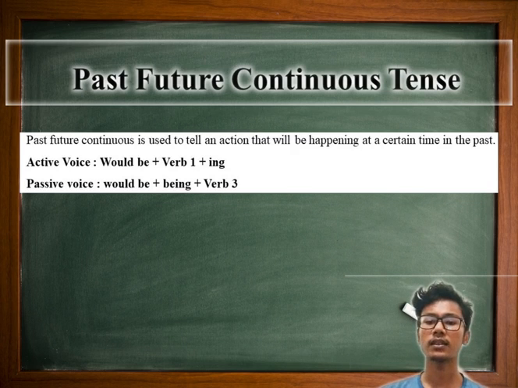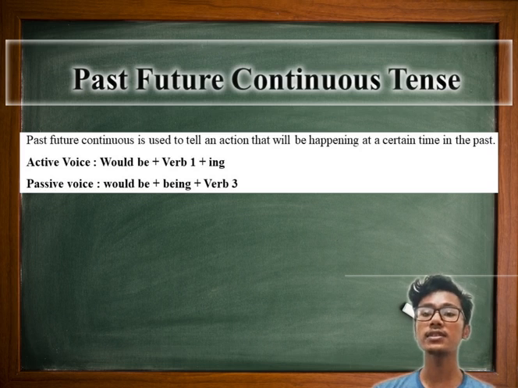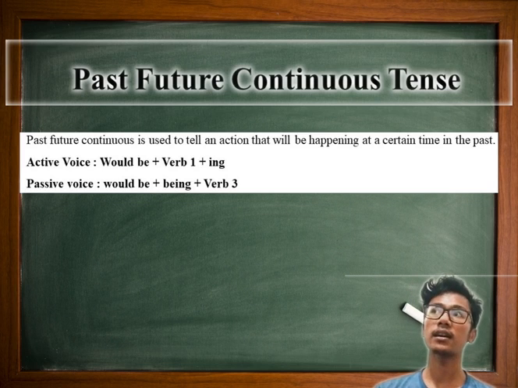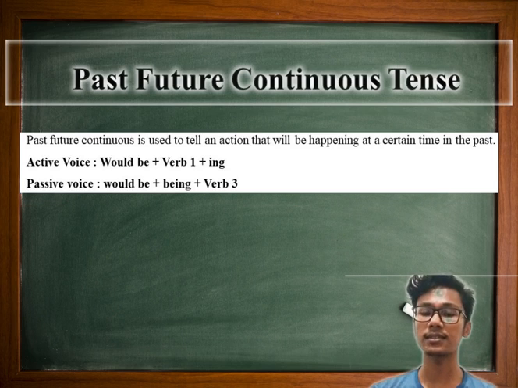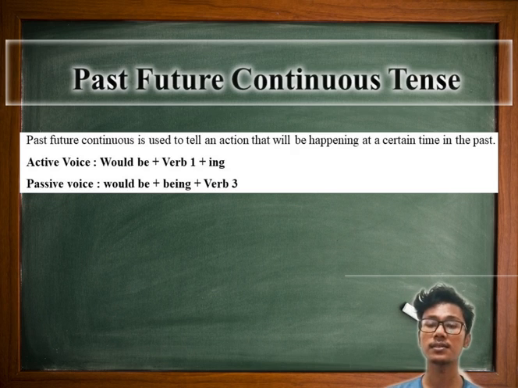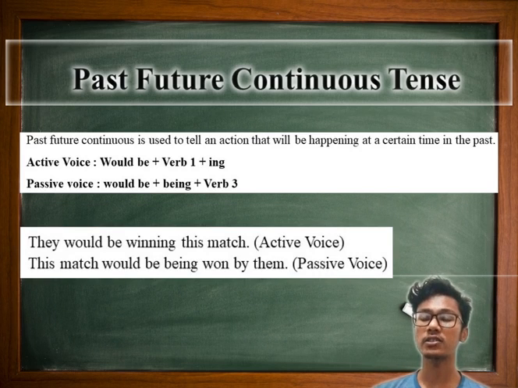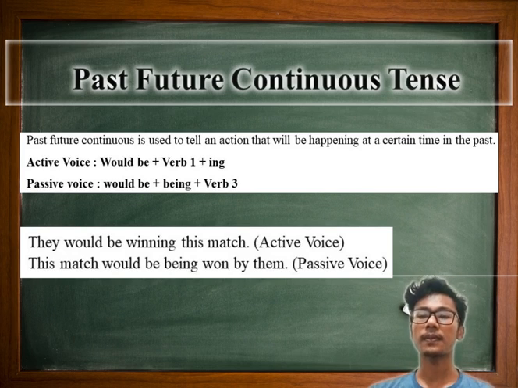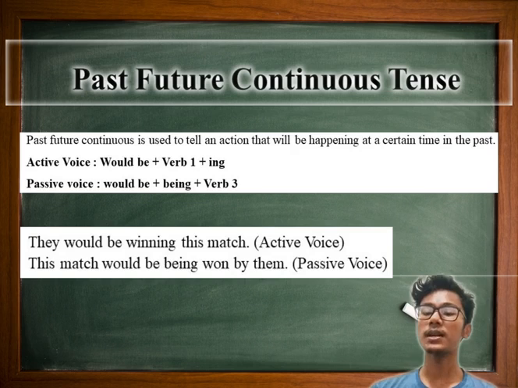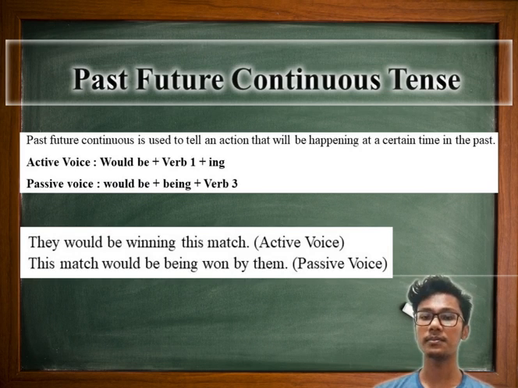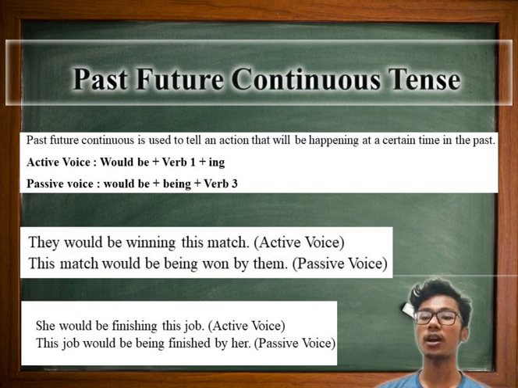Well, now I will give you some examples about active and passive voice in past future continuous tense. Okay, the first example, they would be winning this match. This is active voice. When I want to change into passive voice, it will be, this match would be being won by them. Another example, she would be finishing this job.